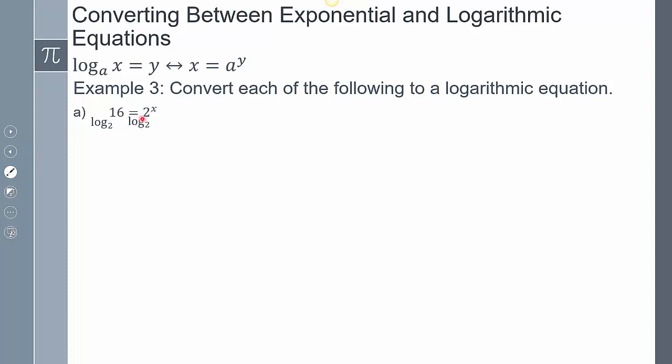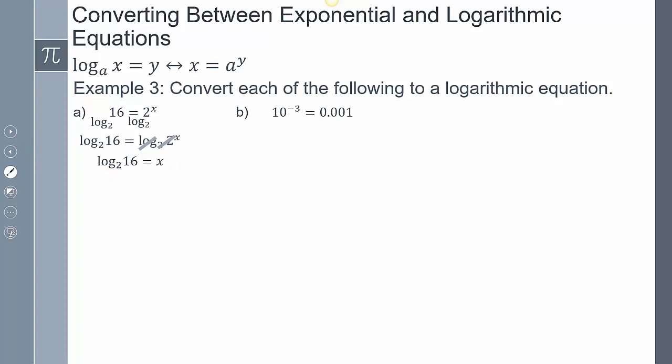Now I wrote it like below here. It's actually supposed to go behind it right there. And so what's actually going to happen is this log base 2 and that 2 are going to cancel out, and I'm going to be left with log base 2 of 16 equals x. This right here is going to be my logarithmic equation because there's a log in it.